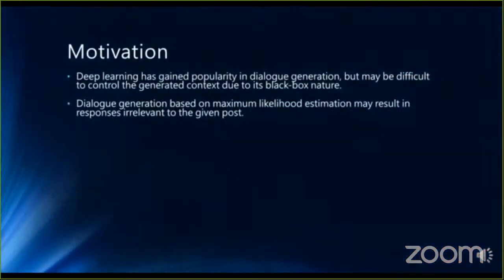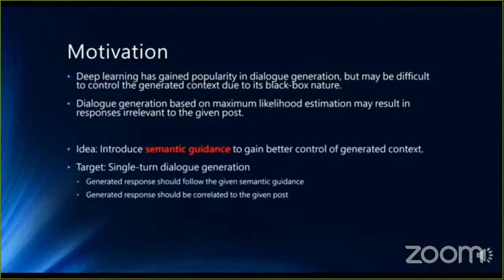Nowadays, deep learning has gained popularity in dialogue generation, but its black box-like nature makes it difficult to control. In addition, dialogue generation based on maximum likelihood estimation may result in responses that are irrelevant to the given post. So, in this paper, we came up with an idea to introduce semantic guidance to gain better control of the generated context, and we focused on single-turn dialogue generation. We hope that the generated response will follow the given semantic guidance and also will be correlated to the given post.